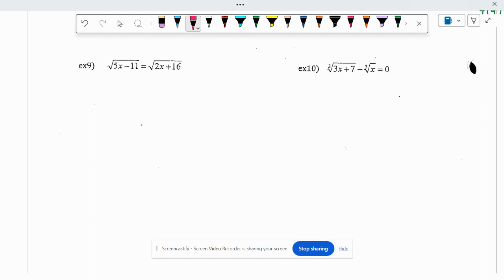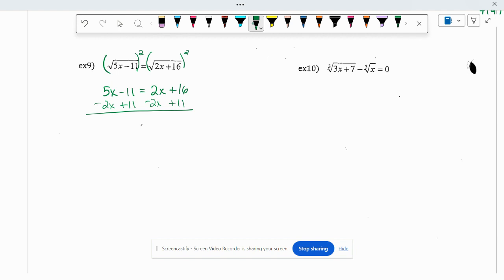I want to use the opposite of the square root. The opposite of a square root is to square something. So I need to square both sides to eliminate those radicals. When I square both sides, I have 5x minus 11 equals 2x plus 16. I am going to subtract 2x from both sides, and I'm also going to add 11 to both sides.